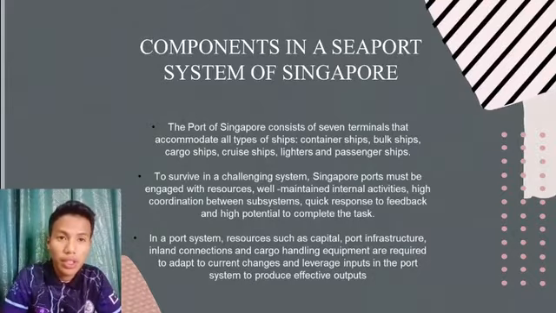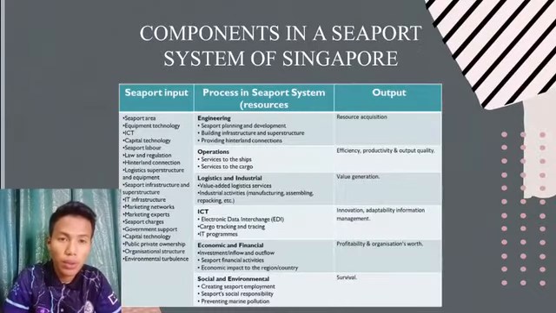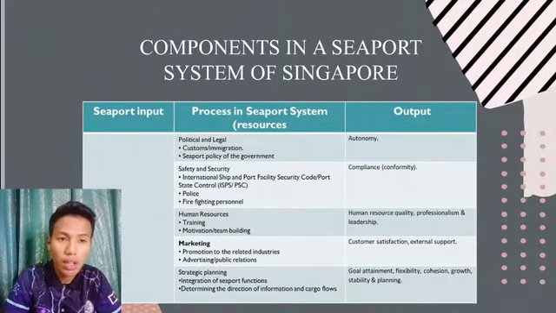To survive in a challenging system, Singapore Port must be engaged with resources, while maintaining internal activity, high coordination between subsystems, quick response to feedback and high potential to complete the task. In a port system, resources such as capital, port infrastructure, inland connection, and cargo handling equipment are required to adapt to current changes and leverage input in the port system to produce effective output.